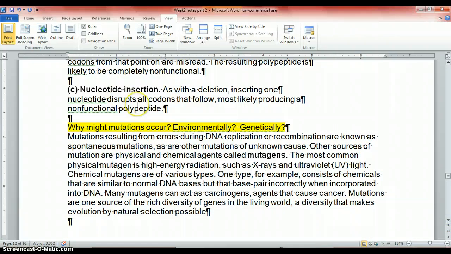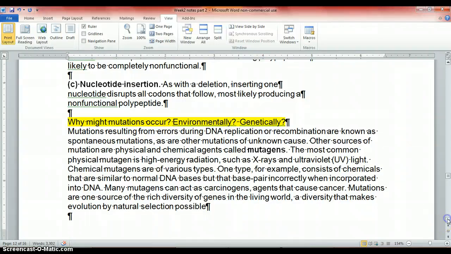And then we have nucleotide insertion. This is similar to deletion, just the opposite. Now we're sticking in a new nucleotide, so everything after the additional new nucleotide is going to be different than what it was originally meant to be, right? Also likely to lead to a non-functional polypeptide.